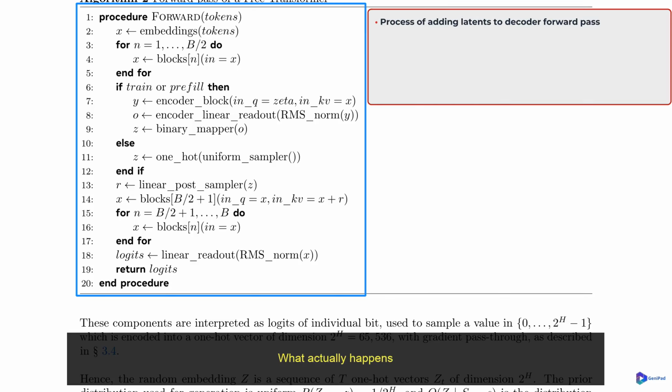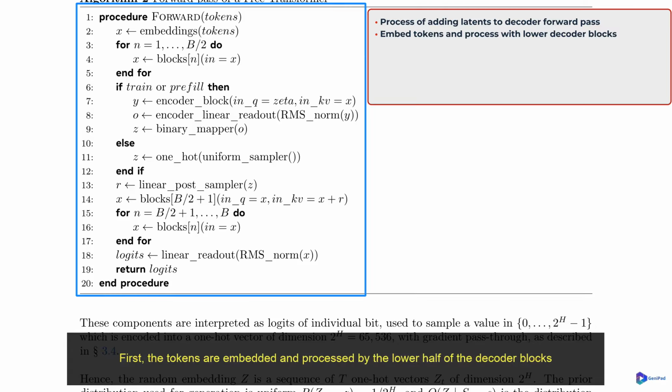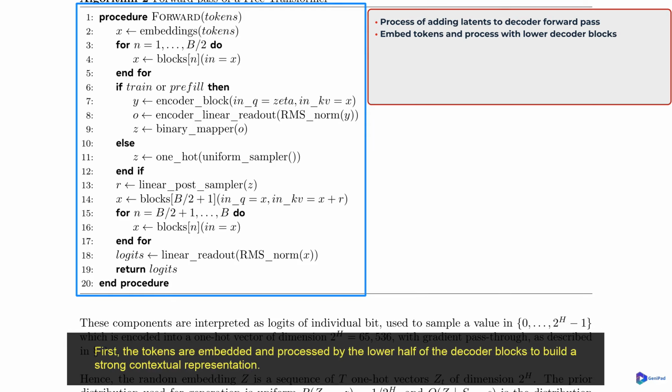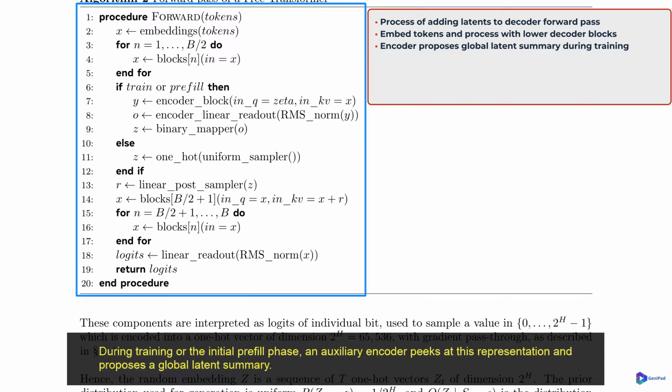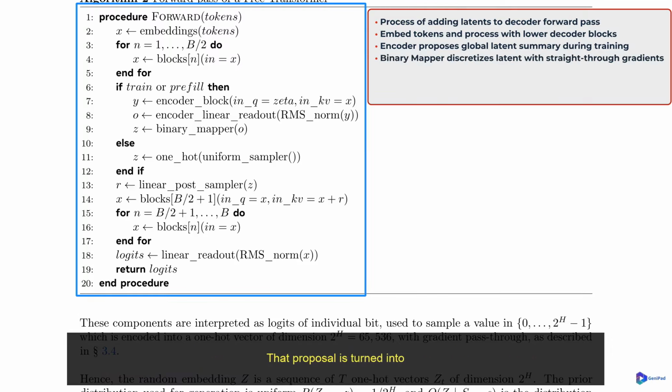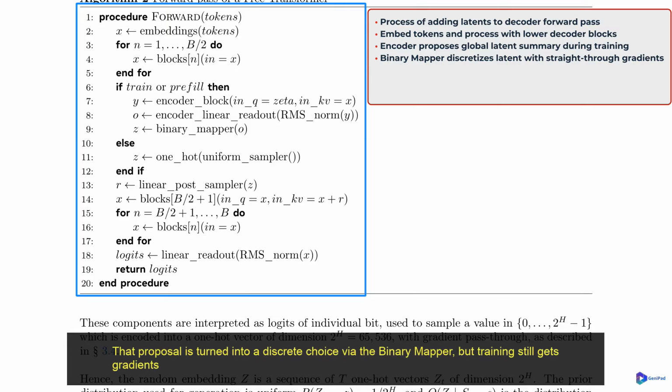What actually happens during a forward pass when we add latents to a decoder? First, the tokens are embedded and processed by the lower half of the decoder blocks to build a strong contextual representation. During training or the initial prefill phase, an auxiliary encoder peeks at this representation and proposes a global latent summary. That proposal is turned into a discrete choice via the binary mapper, but training still gets gradients through this step using a straight-through trick.